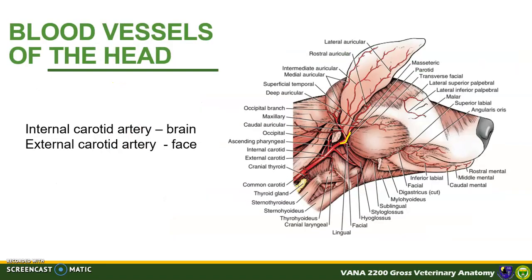Here is a schematic illustration of the head of a dog showing the different vasculature. Here is the common carotid artery. The common carotid arteries, both from the left and the right, will then give rise to the internal carotid artery and the external carotid artery. The internal carotid artery will supply the brain, while the external carotid artery will supply the face.